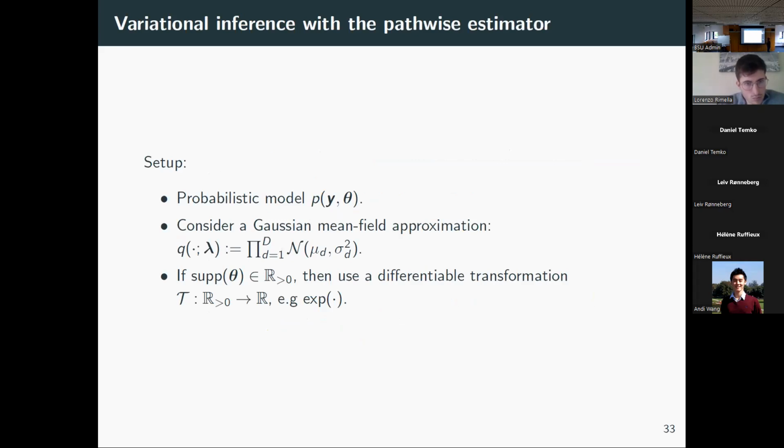So the setup, okay? I'm just going back to the simple probabilistic model. You have some parameters, you have some data, that's it. And we do not consider anything about the model except that it's differentiable. That's it, right? We do not consider conjugacy or anything. And now let's just start with back to our mean field. We're free to choose anything else, but let's just do simple mean field.